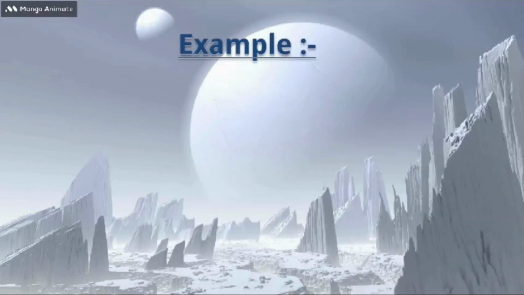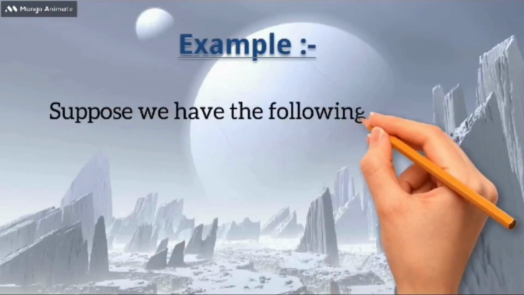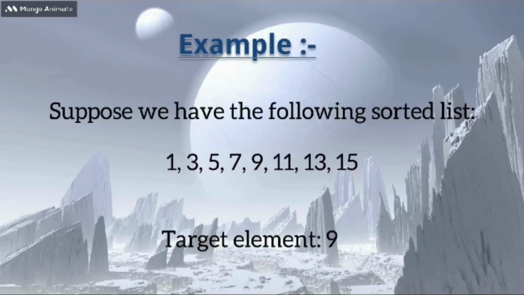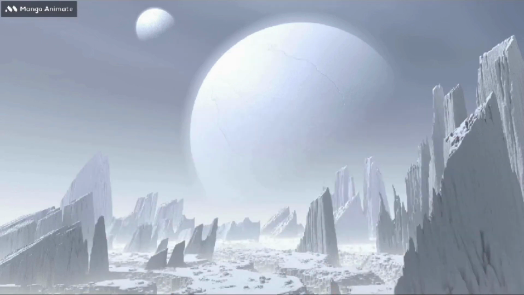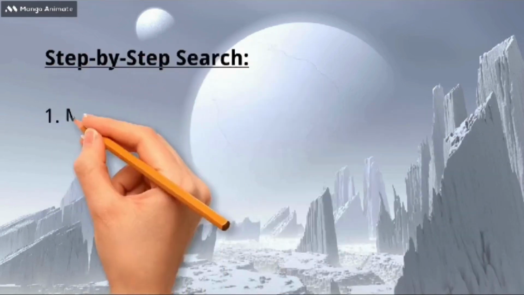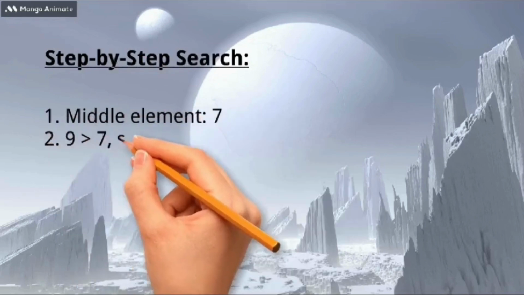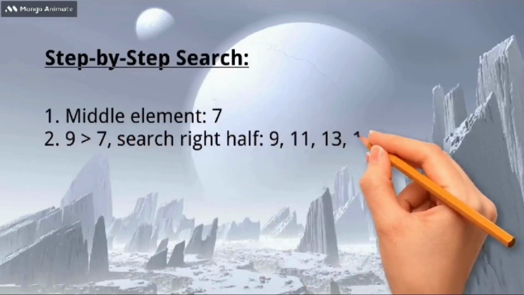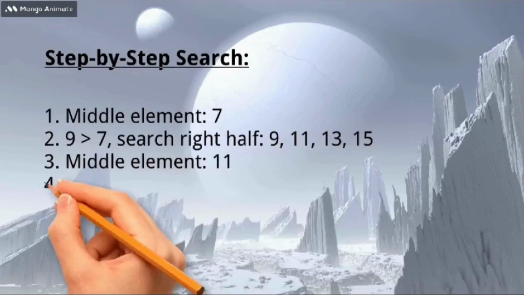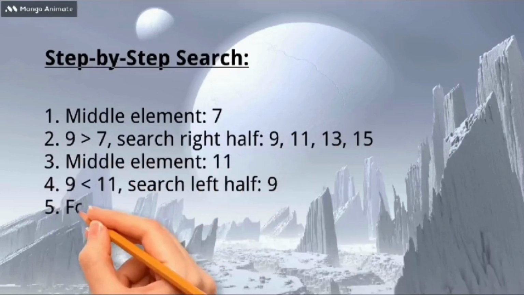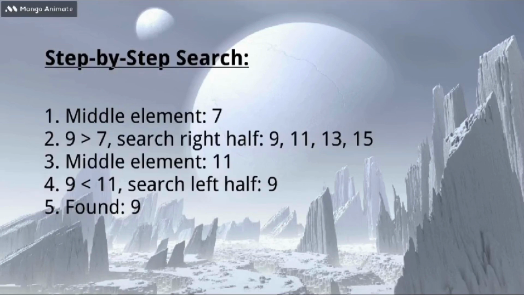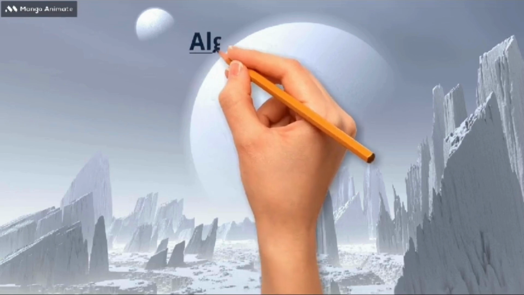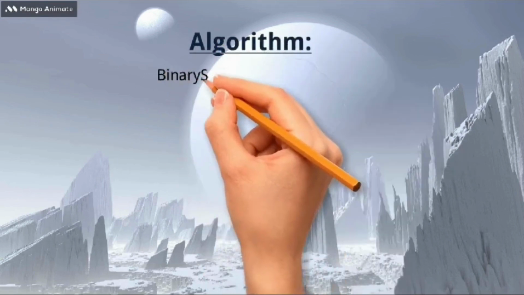Example. Suppose we have the following sorted list: 1, 3, 5, 7, 9, 11, 13, 15. Target element, 9. Step-by-step search. 1. Middle element, 7. 2. 9 is greater than 7. Search right half: 9, 11, 13, 15. 3. Middle element, 11. 4. 9 is less than 11. Search left half: 9. 5. Found 9.